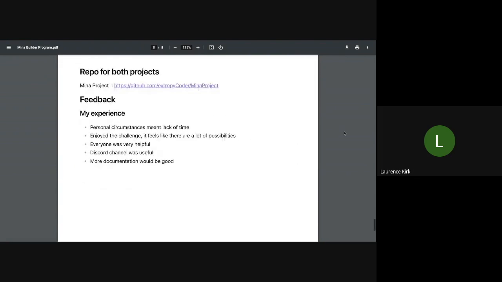And my feedback: sadly I didn't have much time because of personal circumstances, but I really enjoyed it. I think there's lots of possibilities there. Thanks to everyone who was really helpful, and thanks to the Mina team. Things like the Discord channel I thought were particularly good. The only thing I'd suggest is more documentation would be good, if that's possible.